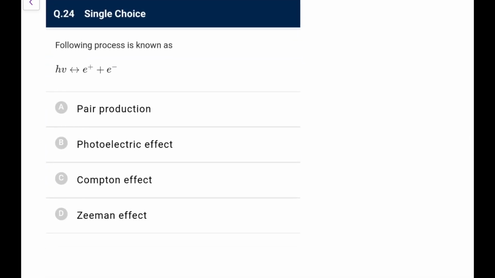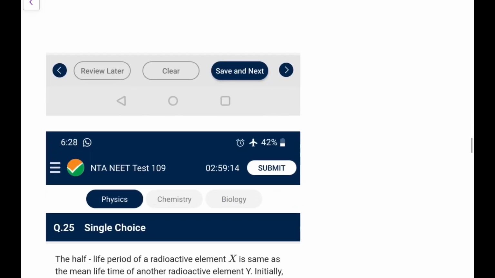The following process is known as pair production. Both are annihilating each other in the reverse reaction. So here they are producing, the energy is converted into these two pairs.